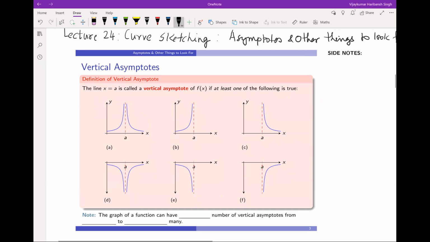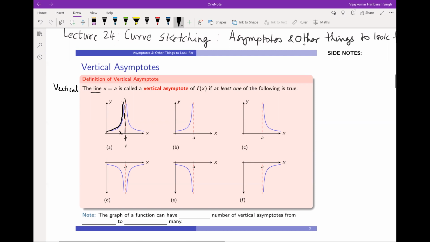So, recall what a vertical asymptote was. A vertical line is given by x equals a. Such a line is a vertical asymptote if, in this case, x equals a is a vertical asymptote if your graph comes very close to it as you approach a, but does not touch it.